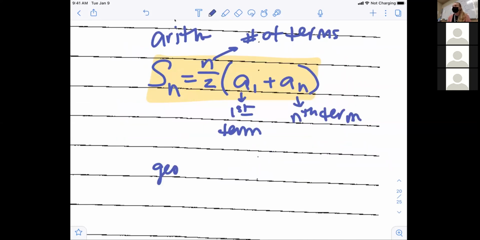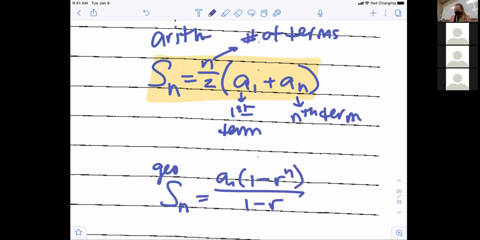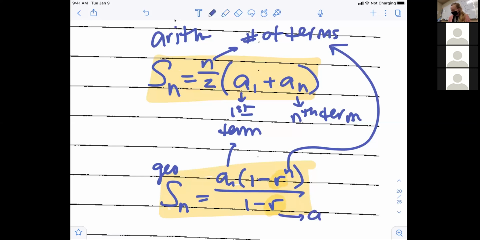For geometric, remember geometric is when you multiply or divide. That formula goes S sub n equals a sub 1 times 1 minus r to the n over 1 minus r. A sub 1 is the exact same thing in both of these. It's just the first term in your sequence. N is the exact same thing too. It's the number of terms that we have. The only different thing I have in this formula that I don't have in the other one is r, which is your common ratio. It's what you multiplied or divided by in order to get to the next term. Multiplied by 2, then your r is 2. Divided by 3, then your r is 1/3.